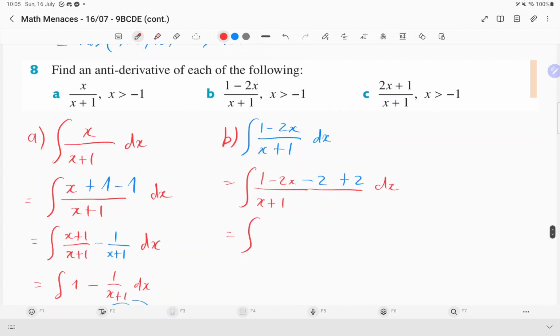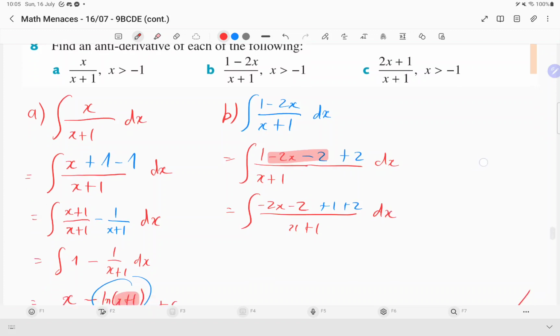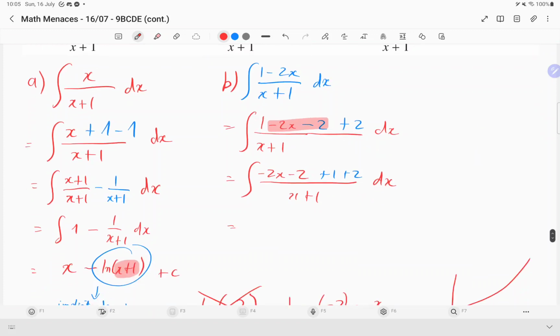Okay, no. It's these two terms here. So I'll write these two terms first, and then I put the other ones, which is plus 1 plus 2, on the other side, over x plus 1 dx. Plus 1 plus 2 is just 3, right? But then the minus 2x minus 2, if you take out a common factor negative 2, what's left inside is x plus 1. And the other side is just plus 3. Does it make sense? Yeah? And then that's over x plus 1 dx.